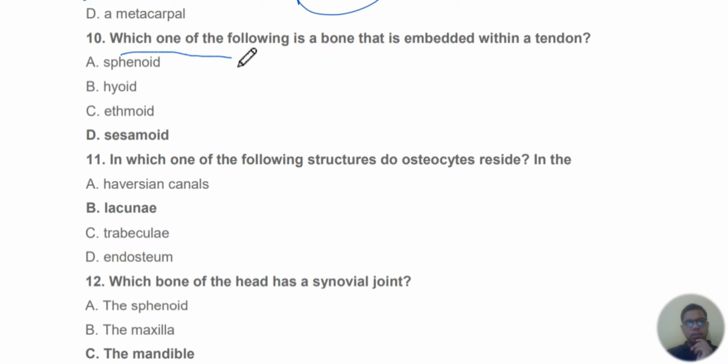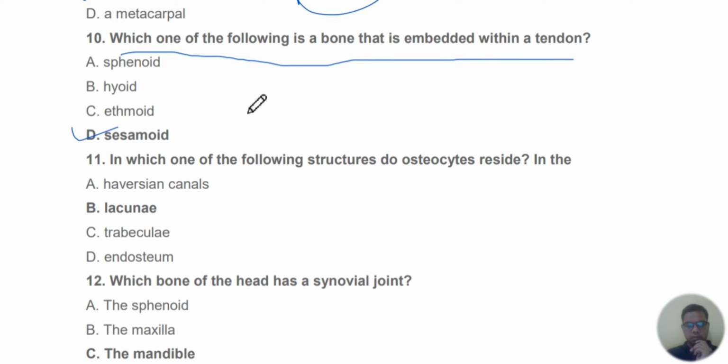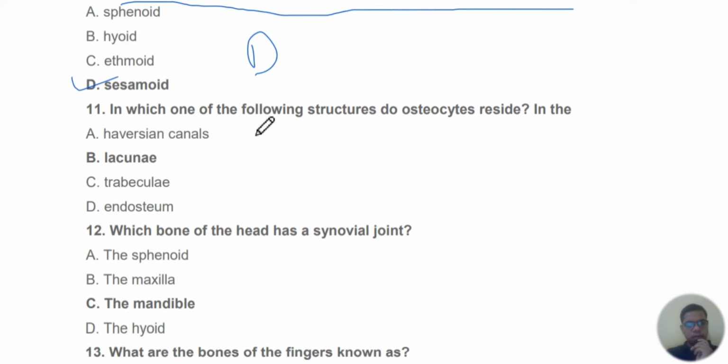Next is 10 question number. Which of the following is a bone that is embedded within a tendon? The answer is C, sesamoid. Okay.